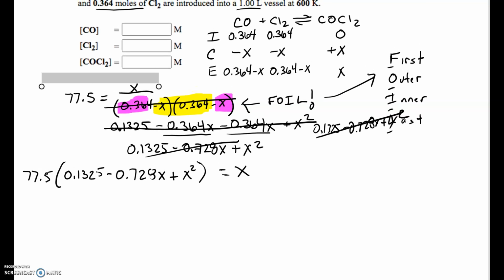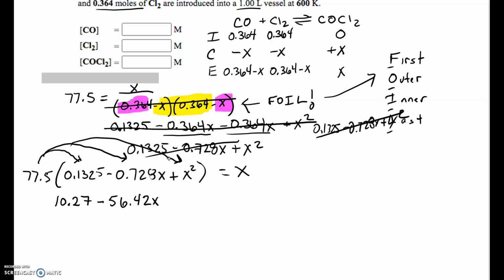So now what I mean by distribute is I'm going to multiply by this, multiply by this, and multiply by the x squared. So first thing, 77.5 times 0.1325 is 10.27. Next step, 77.5 times a negative 0.728x minus 56.42x.